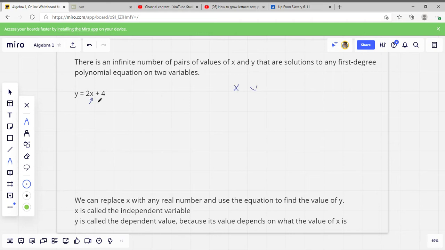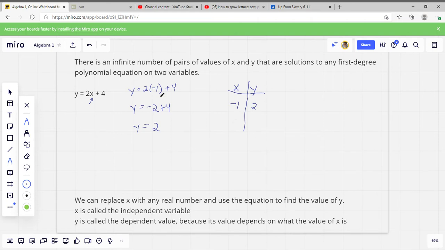We're going to have x and y. And what if we said x was -1? So we're just going to replace x with -1. We're going to say y equals 2 times -1, just replace the x right there, plus 4. 2 times -1 would be -2 plus 4. 4 minus 2 is 2. So when x is -1, y equals 2. This is a conditional equation.